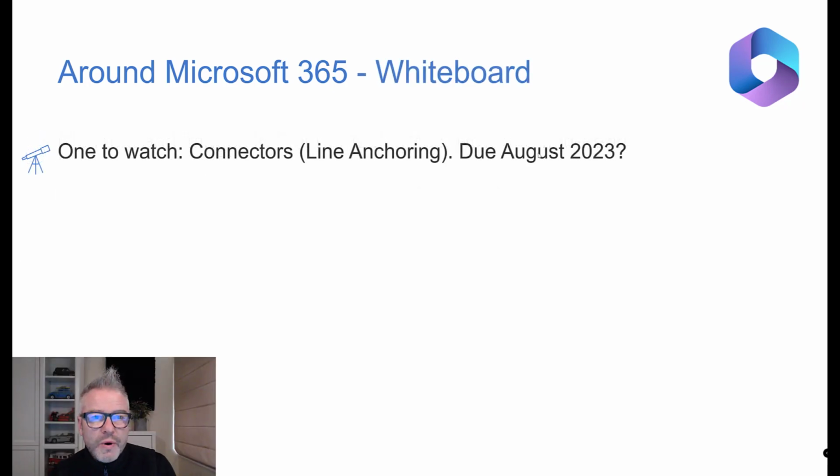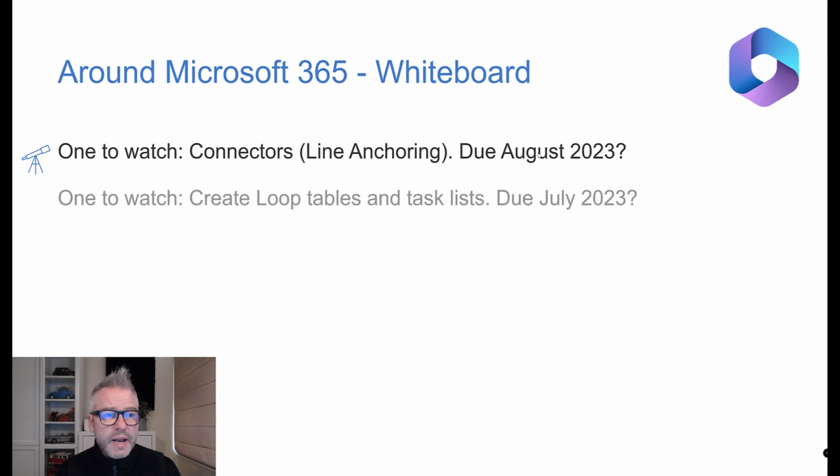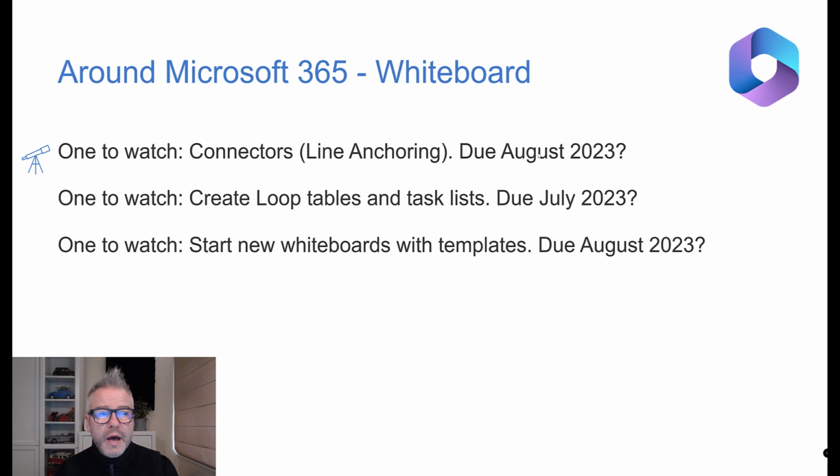What else do we have? One to watch, connectors, so line anchoring in Whiteboard. In fact, all of these on this slide are for Whiteboard. Just picture Visio, the way you can just link stuff up with line anchoring and connectors. Coming in August, maybe. Creating Loop tables and task lists in July, maybe. There's a lot of maybes here. These dates at this early stage, when things just appear on the 365 roadmap, they kind of have to do a rough guess, and that's all they are at this stage.